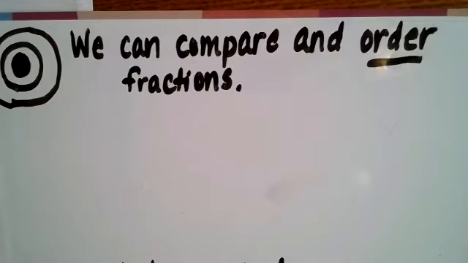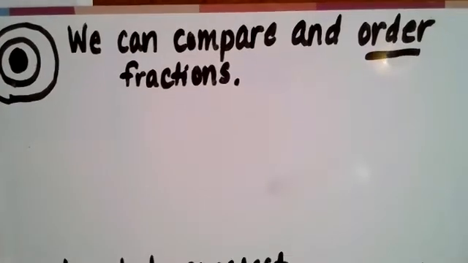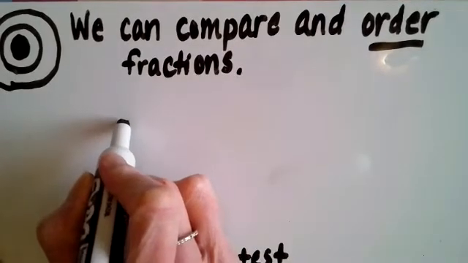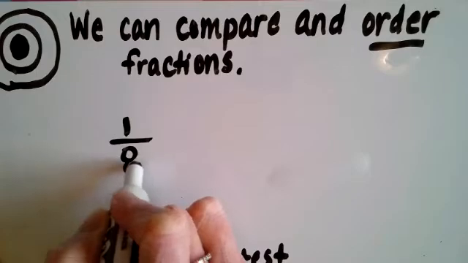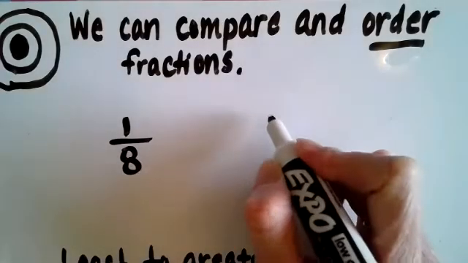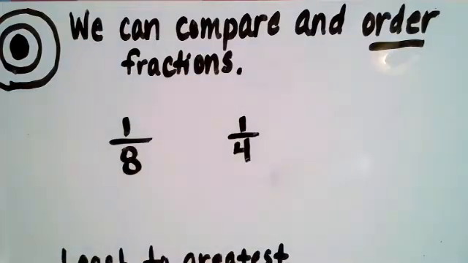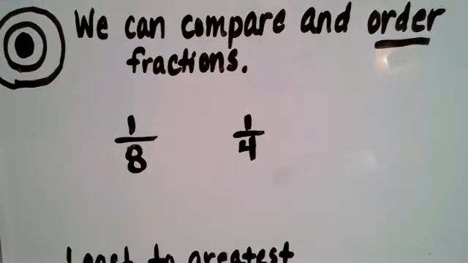Today our learning target is that we can compare and order fractions. A quick review from last week. We learned last week how to compare fractions, and we know that we are using greater than, less than, or equal to symbols to do that. Last week we looked at a fraction such as 1/8, and we compared that fraction to something like 1/4. We used graham crackers last week.